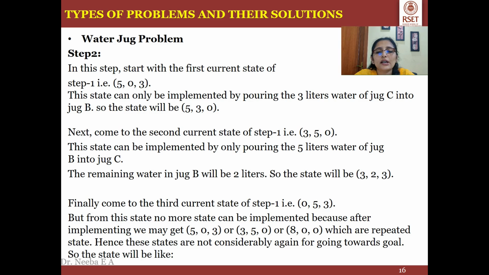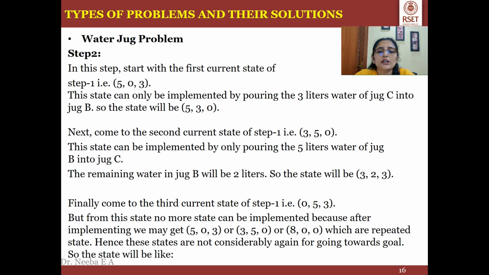Now taking the second current state, that is 350, this state can be implemented by pouring the 5 liters of water of jug B into jug C. So the remaining 2 liters will be in jug B, and the state will be 323.